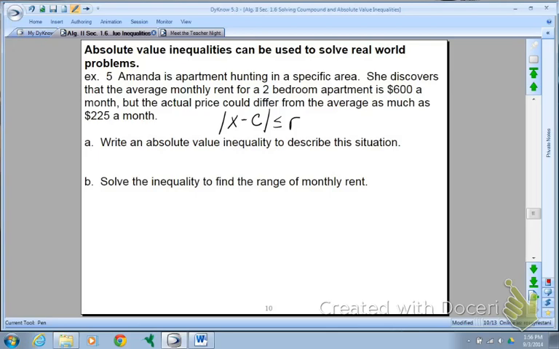So, example A, write an absolute value inequality to describe this situation. What is the central value of the apartment for rent? $600. So it'd be x minus 600, and that give or take, so it's between. Less than or equal to stands for the between, it's meaning it could give or take how much money? $225. Okay, so that's how we would set that up.